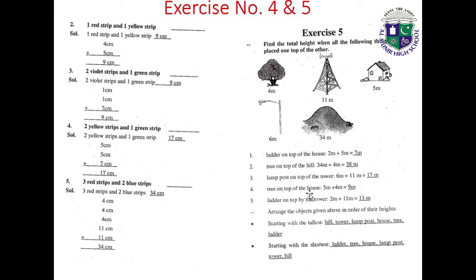Tree on top of the house: 5 meter plus 4 meter equal 9 meter. Ladder on top of the tower: 2 meter plus 11 meter equal 13. When we add these two numbers, 11 plus 2 equals 13 meter, is your answer. Arrange the objects given above in order of their heights, starting with the tallest: hill, tower, lamp post, house, tree and ladder. Starting with the shortest: ladder, tree, house, lamp post, tower and hill.